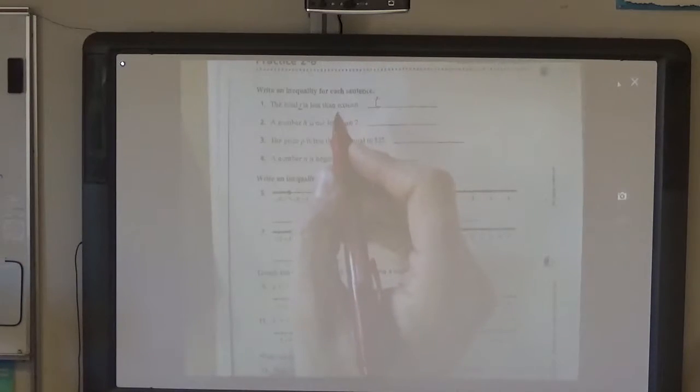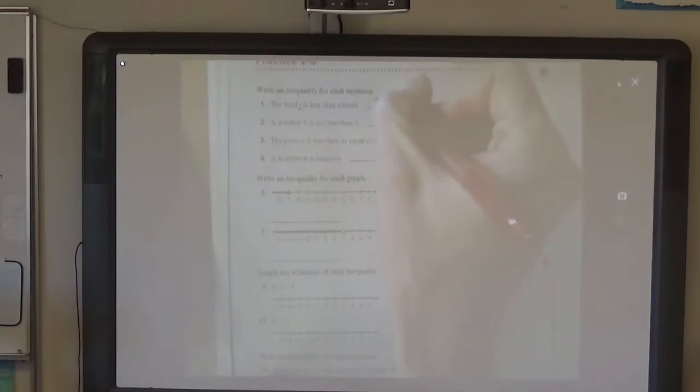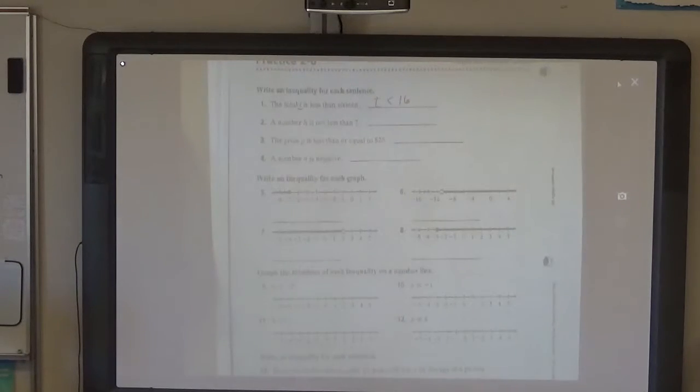Yeah, which way does it point? To the left. To the right. To the right. You do that right.